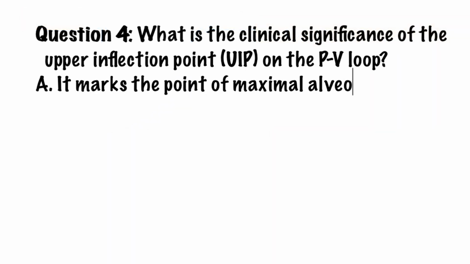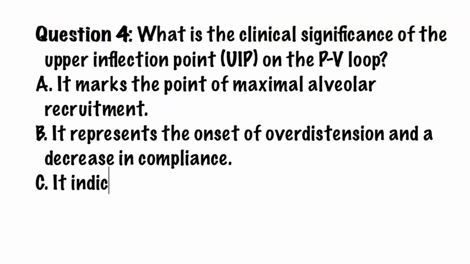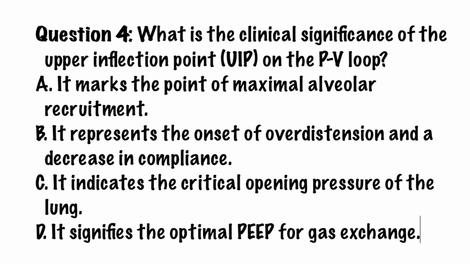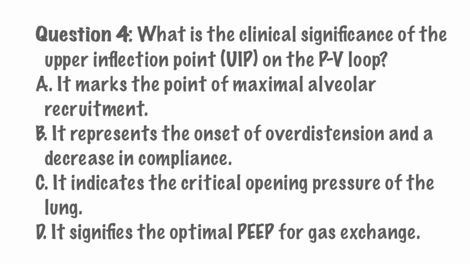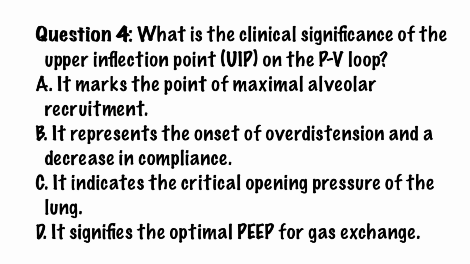Question 4. What is the clinical significance of the upper inflection point, UIP, on the PV loop? A. It marks the point of maximal alveolar recruitment. B. It represents the onset of overdistension and a decrease in compliance. C. It indicates the critical opening pressure of the lung. D. It signifies the optimal PEEP for gas exchange.